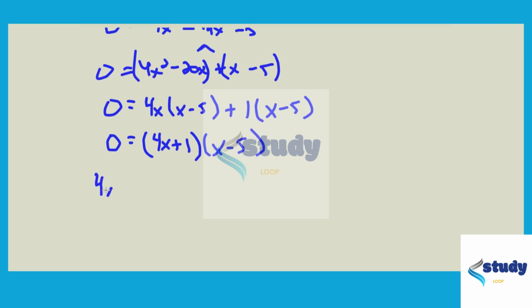By the zero factor theorem, set these equal to 0. X could be subtract 1 divided by 4, negative 1/4, or 5. Negative 1/4 would work. And so I think you'll have two solutions again.